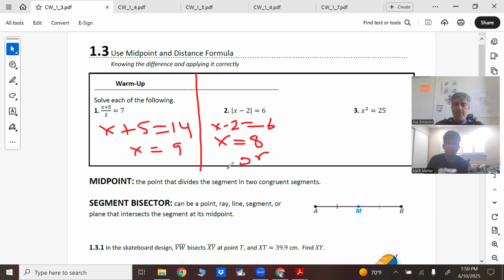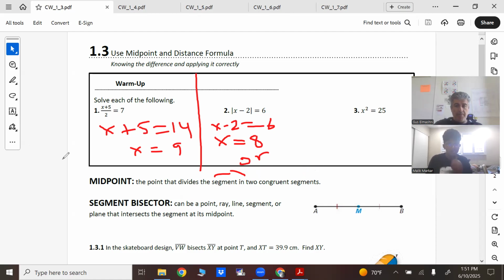Or you did this. You did x plus 2 equals 6. Okay, here's a mistake you made. X minus 2 itself equals 6 or negative 6. You don't change the sign inside. You could, if you want, change the sign inside, but you have to change the sign of X as well. And you can do that, I suppose, if you want.